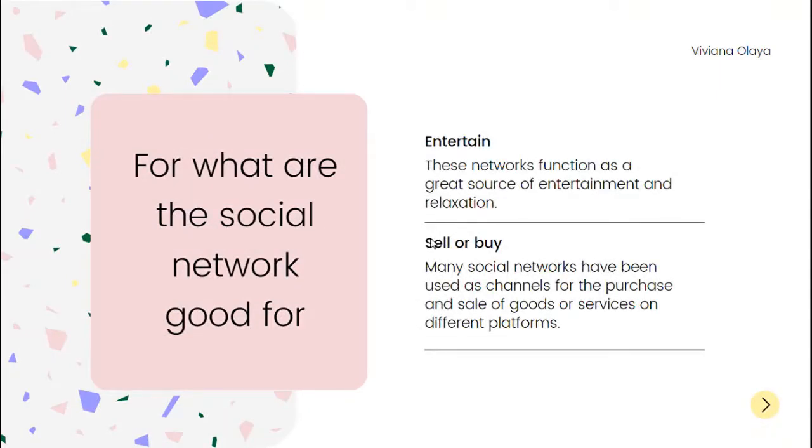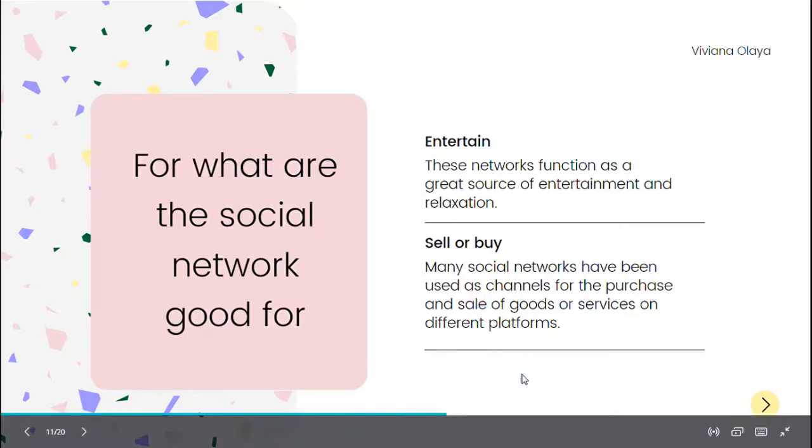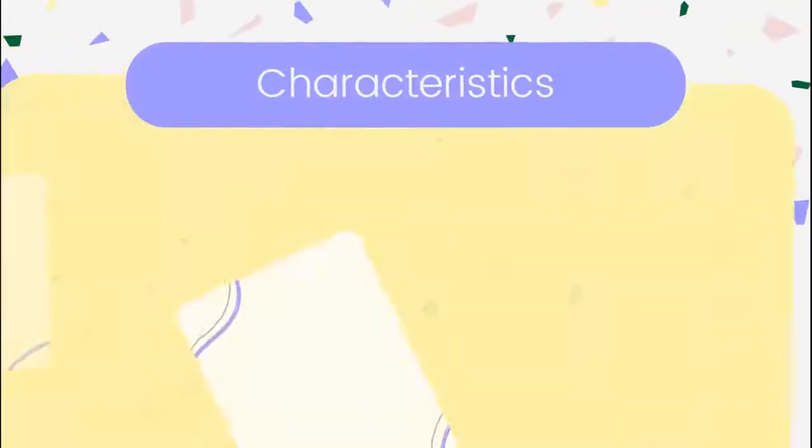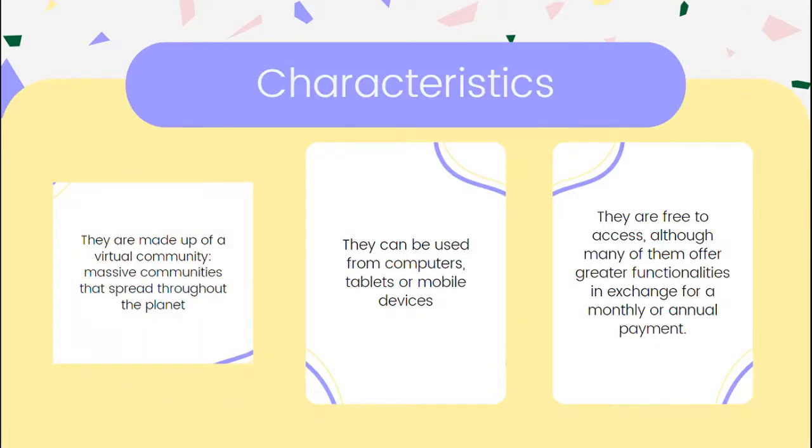Four, entertainment. These networks function as a great source of entertainment and relation. Five, sell or buy. Many social networks have been used as channels of purchase and self-service on different platforms. Characteristics.